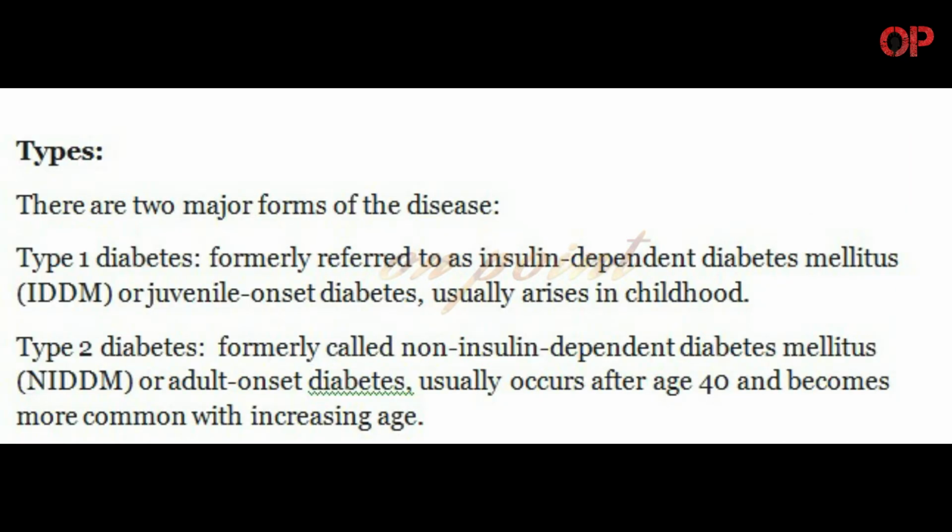Types. There are two major forms of the disease. Type 1 diabetes, formerly referred to as insulin-dependent diabetes mellitus, IDDM, or juvenile onset diabetes, usually arises in childhood. Type 2 diabetes, formerly called non-insulin dependent diabetes mellitus, NIDDM, or adult onset diabetes, usually occurs after age 40, and becomes more common with increasing age.